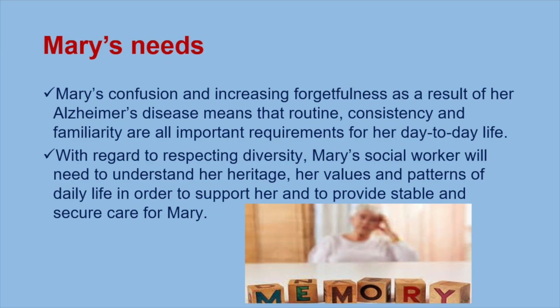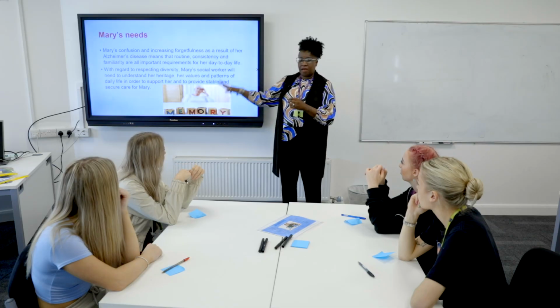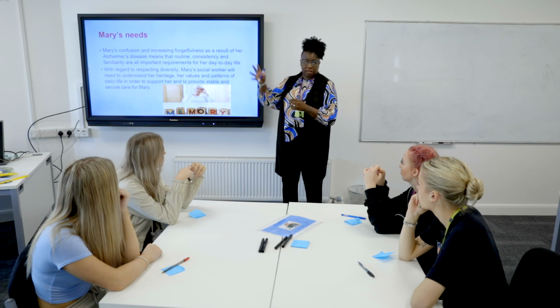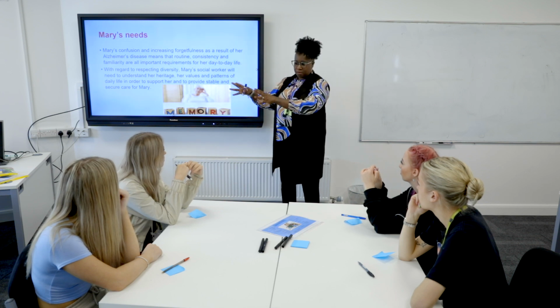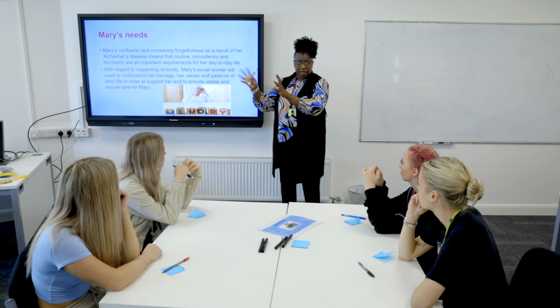So for Mary's needs, Mary's confusion, like you said, what did you say earlier about dementia? About how your memory cells die and you become more forgetful. Yes, okay. So confusion is going to be increased. It becomes more forgetfulness. Have you been reading my slides? And as a result of her Alzheimer's disease, it means that her routine will change. So, for example, Mary, if she didn't have her grandson with her, could go to the shop one day. She might get to the shop, buy whatever she needs to buy, newspaper, bag of sweets.